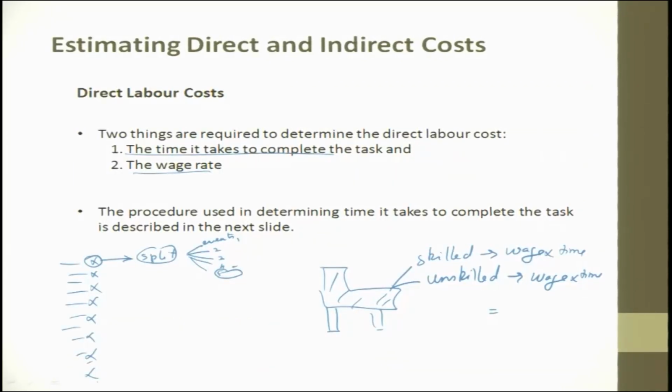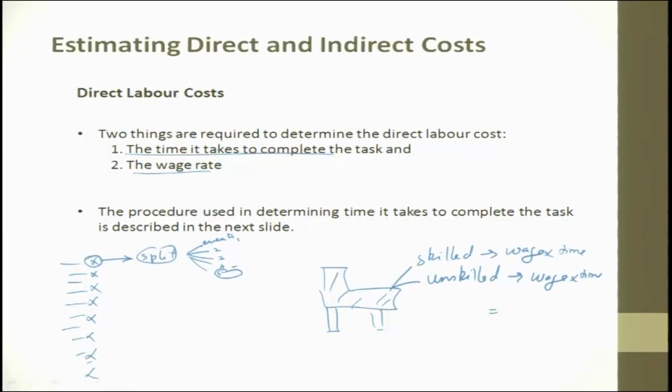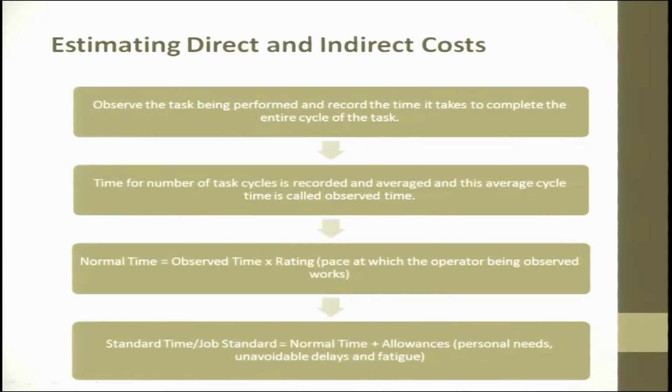When I split smaller and smaller, what happens is there are standards which are established by industrial labor law or the organization. They have said that for this micro event, this is the time to be given. So here, estimating the direct and indirect cost, you observe the task being performed and record the time it takes to complete the direct cycle of the task.